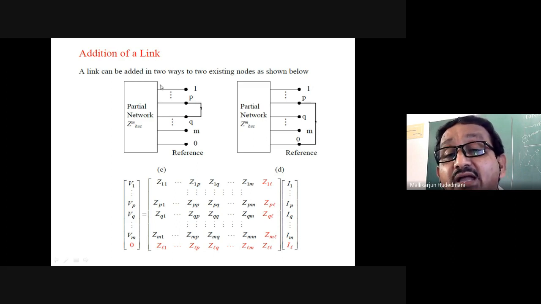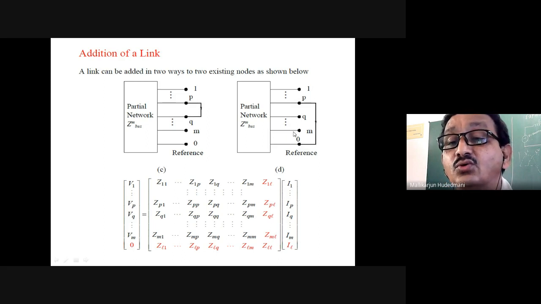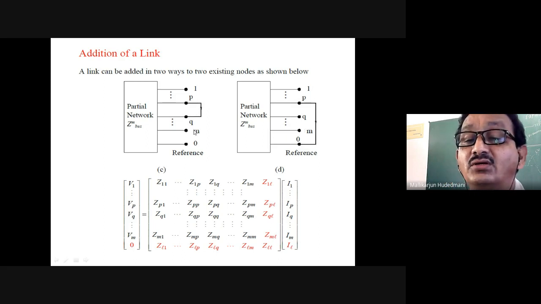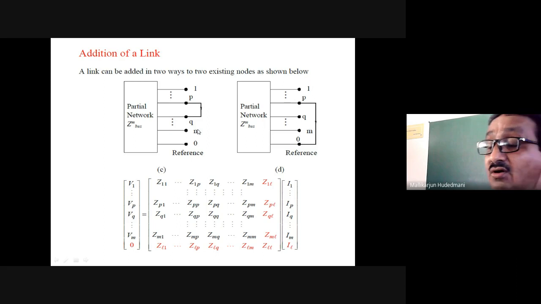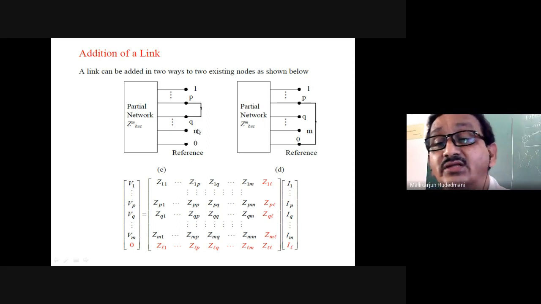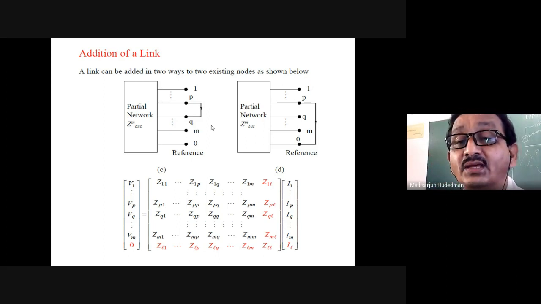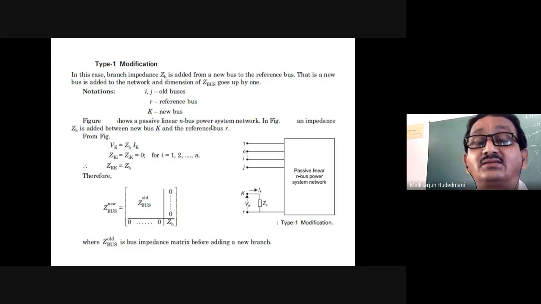In this link, again there are two types. Link can be reference to existing buses, or existing bus to existing bus. So type 3, type 4. So altogether I have 4 modifications. Then how is it understood? Then it has a proof like this.